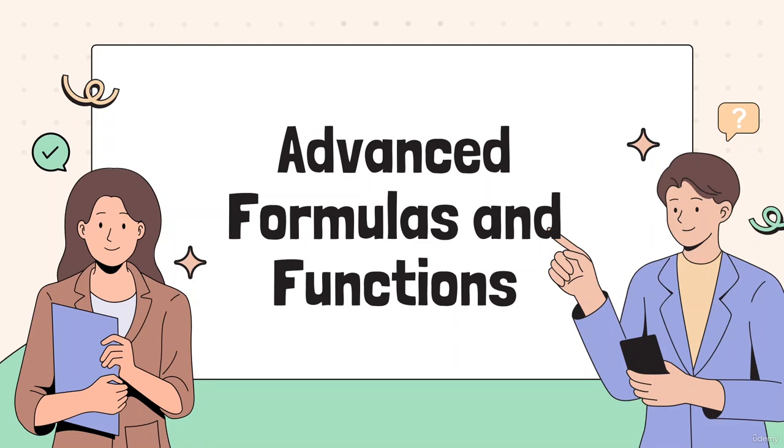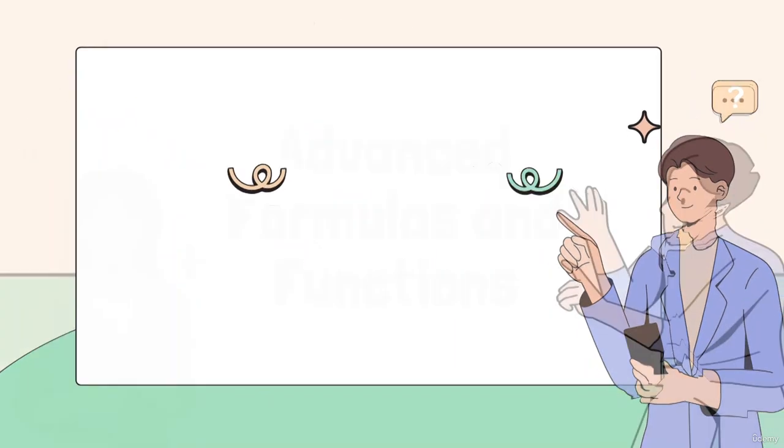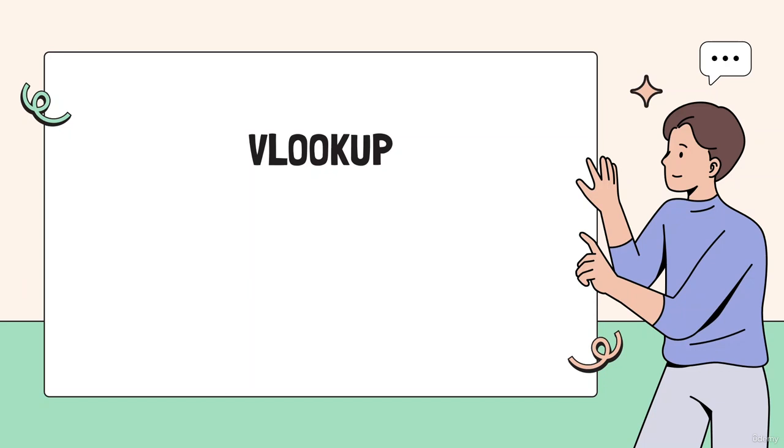We will cover VLOOKUP, XLOOKUP, and the SUMIF functions. Whether you are a beginner or looking to sharpen your skills, VLOOKUP searches for a value in the first column of a table and returns a value in the same row from a specific column. So it's super handy for finding specific data in large spreadsheets.